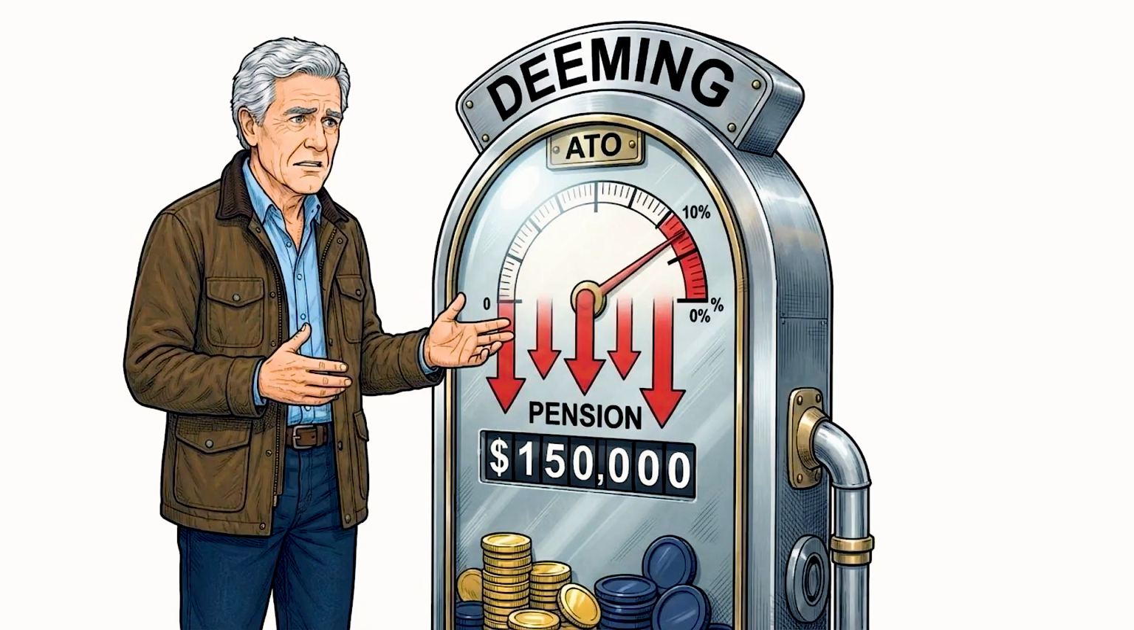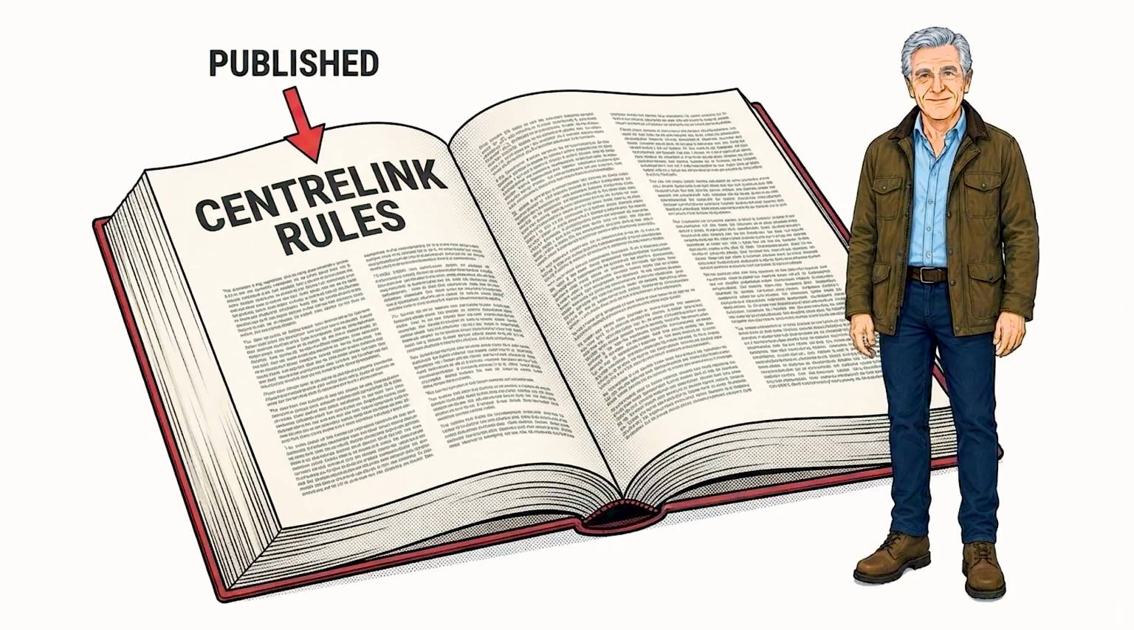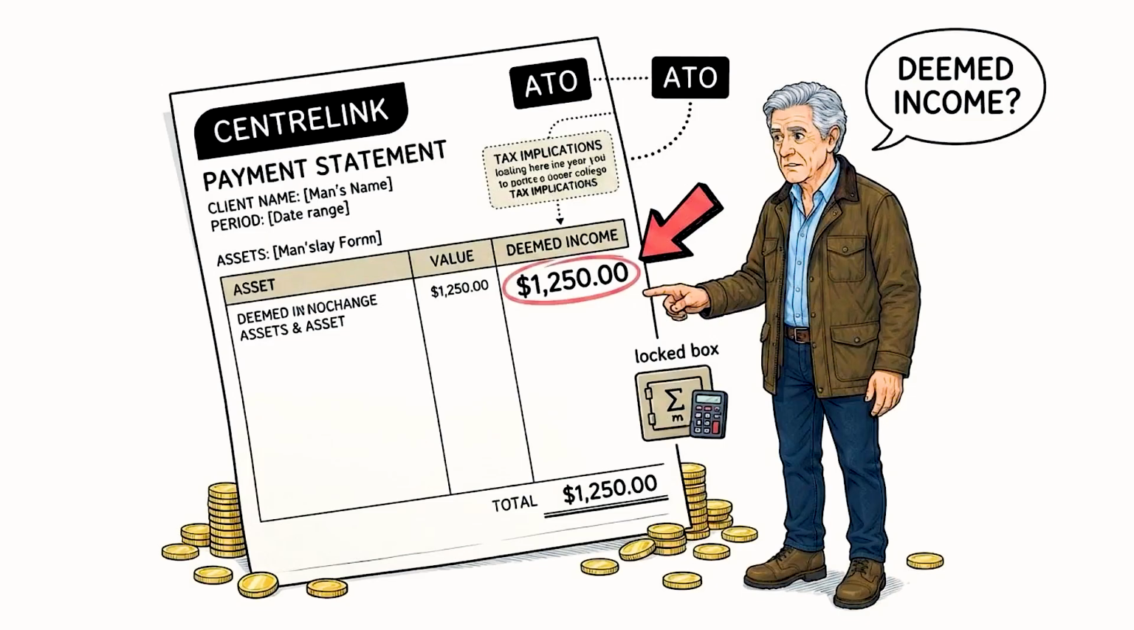That is why so many retirees describe deeming as a hidden system. It's not hidden in the sense that Centrelink is trying to deceive you. The rules are published. But it is hidden in the sense that almost no one explains it clearly before it affects you. You don't get a letter saying, "By the way, here is the assumed income we're using to calculate your payment." The number just shows up in the outcome, and unless you know to look for it, you'd have no idea it was there.